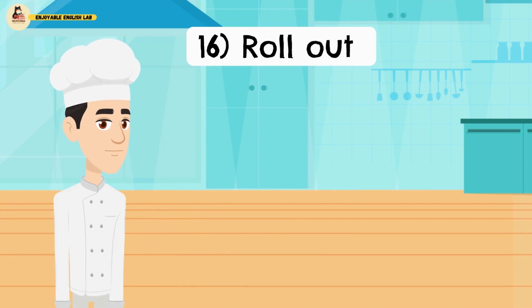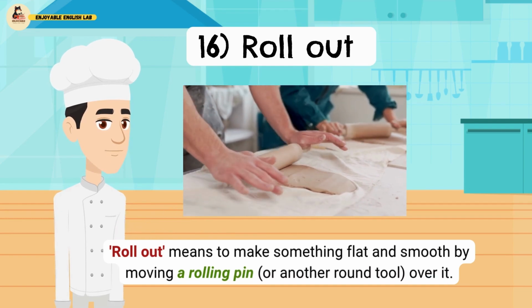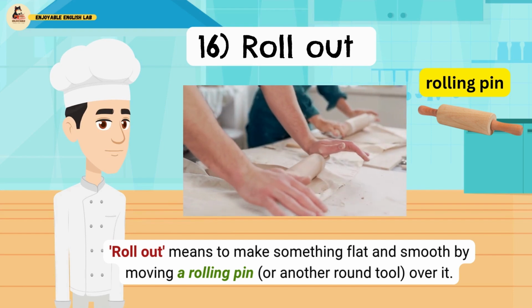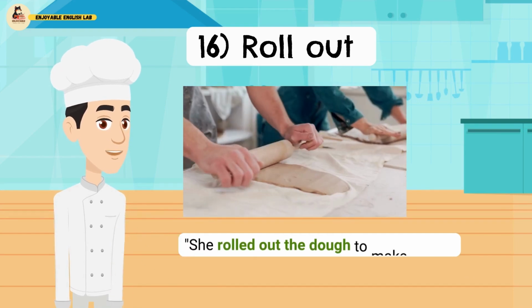Roll out. Roll out means to make something flat and smooth by moving a rolling pin or another round tool over it. For example, she rolled out the dough to make it thin.